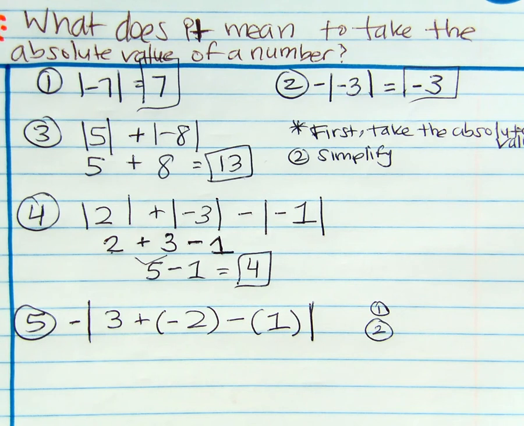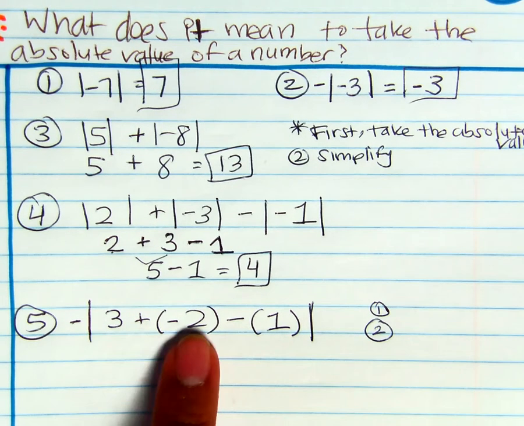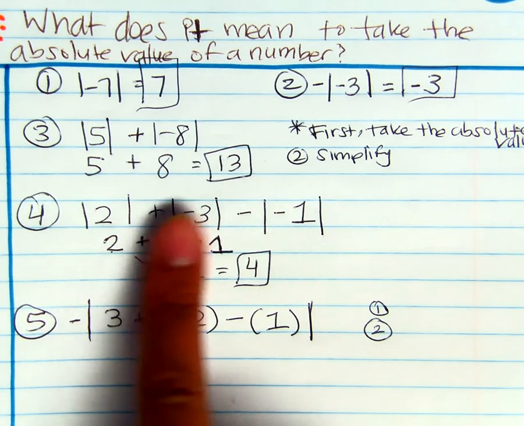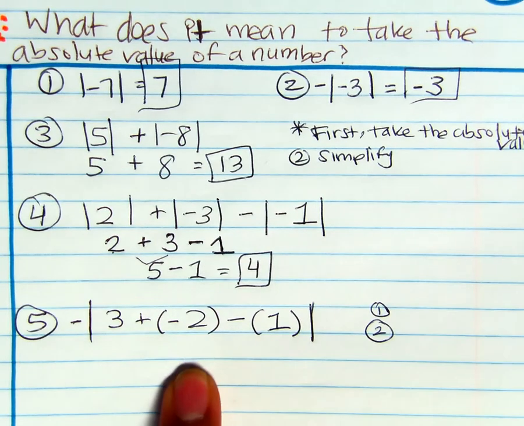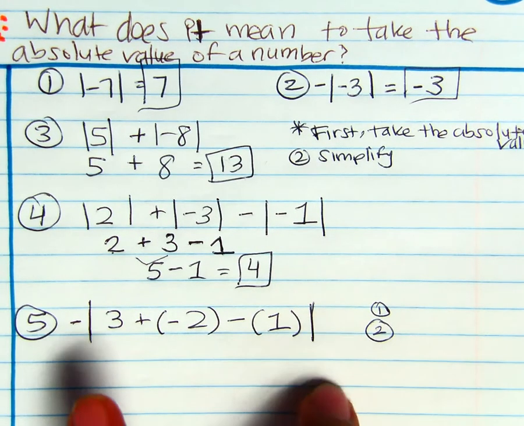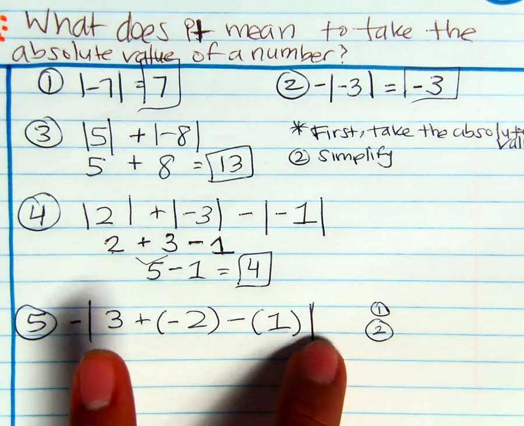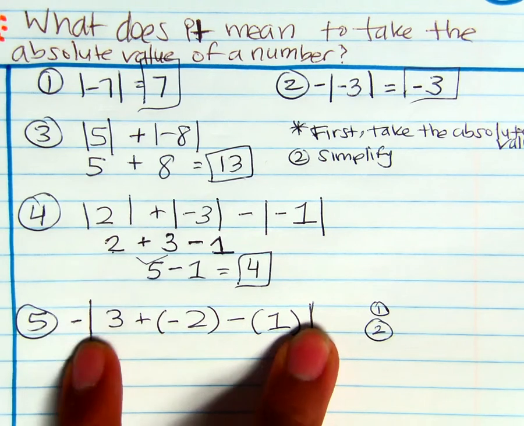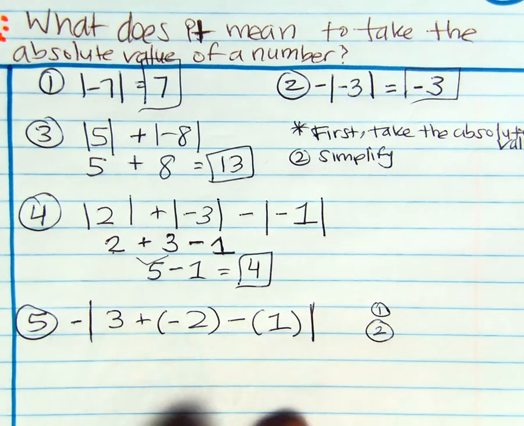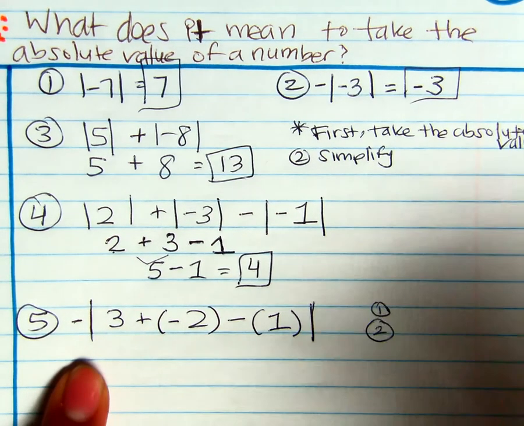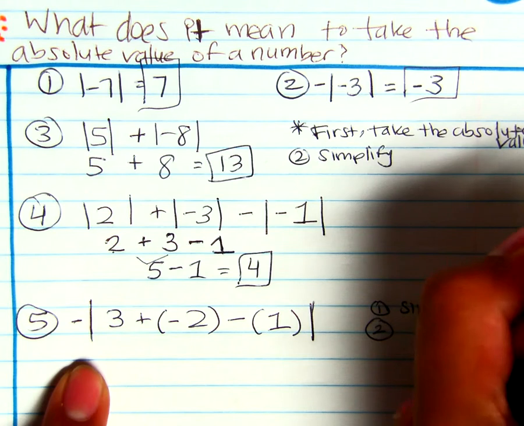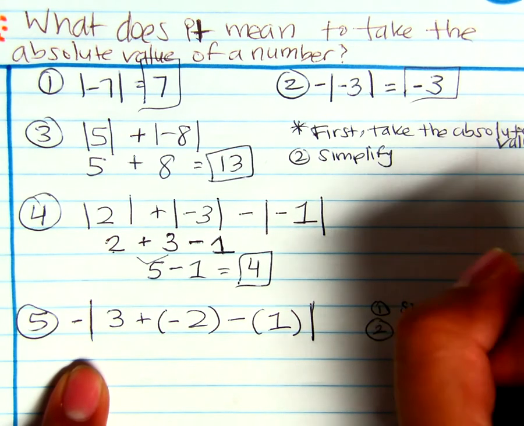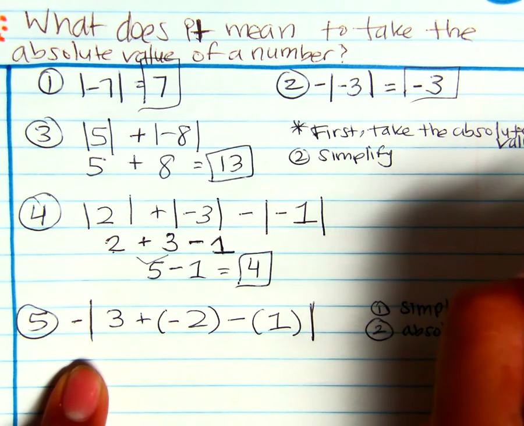Alyssa? There's one line at the front and one line at the back, not in between. Good. So every integer does not have an absolute value, right? Up here, every integer had absolute value. On number 5, we only have one set of absolute value lines. Do you guys see that? So because that happens, when you have those type of problems, first we're going to simplify and then take the absolute value.